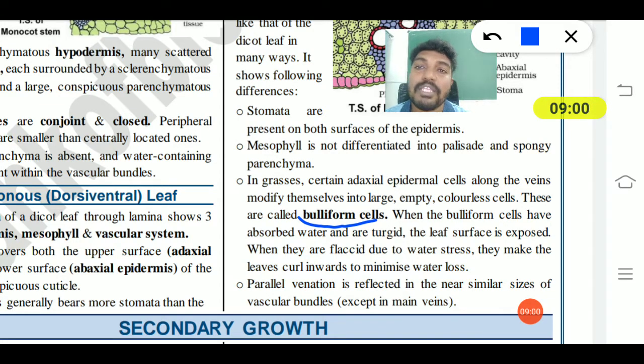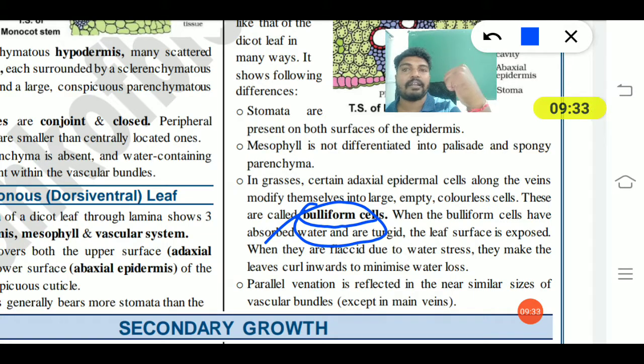Isobilateral leaf, why is it called so? Iso means same, bi means two, lateral means sides. Both sides have an equal number of stomata in order to minimize water loss. So here there is a presence of bulliform cells. These bulliform cells are large, empty, colorless cells, and that reduces water loss from the leaf. Got it? That makes the leaf curl toward the inner side. When the leaf is exposed to sunlight, it curls towards the inner side, and that makes the stomata not exposed directly to the sun. Got it? That is the main point.